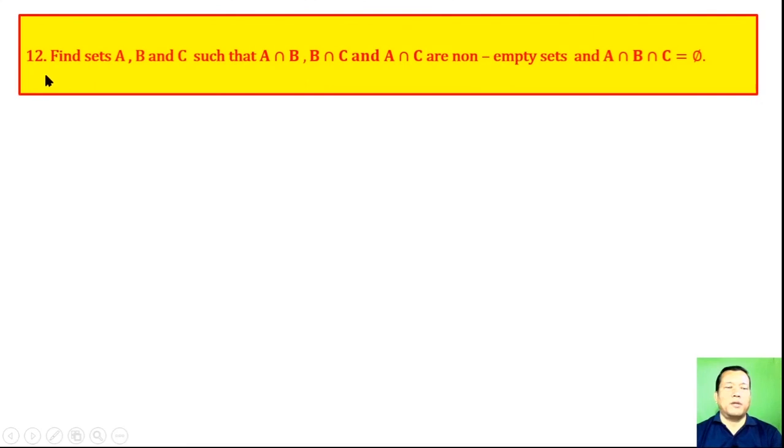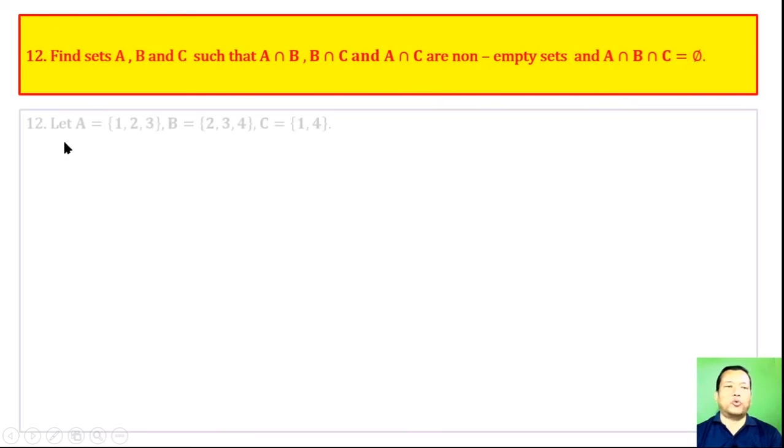Question number 12. Find sets A, B, and C such that A intersection B, B intersection C, and A intersection C are non-empty sets, and A intersection B intersection C equals the empty set. Pairwise non-empty sets whose intersection of all three is empty.